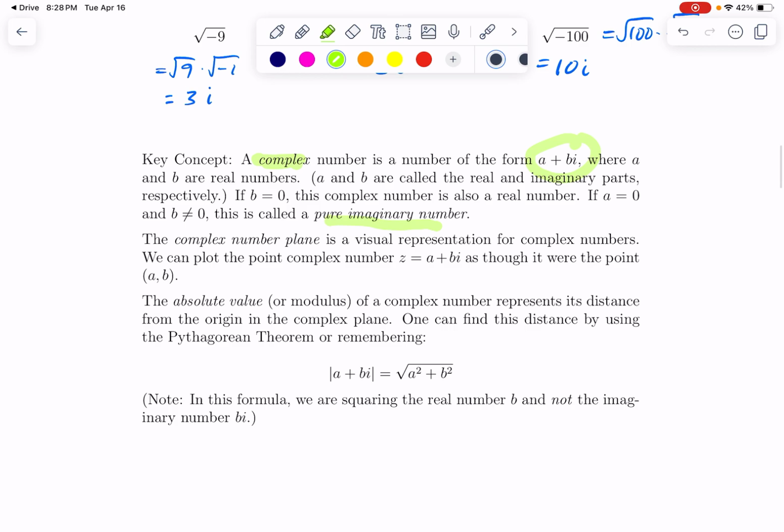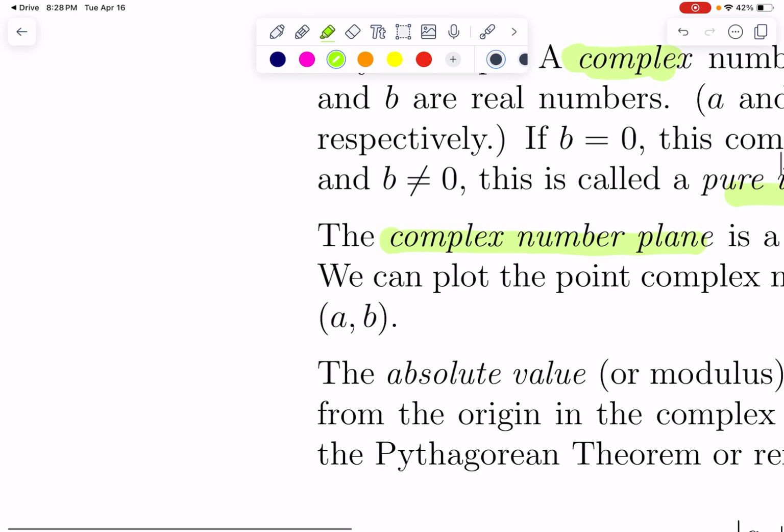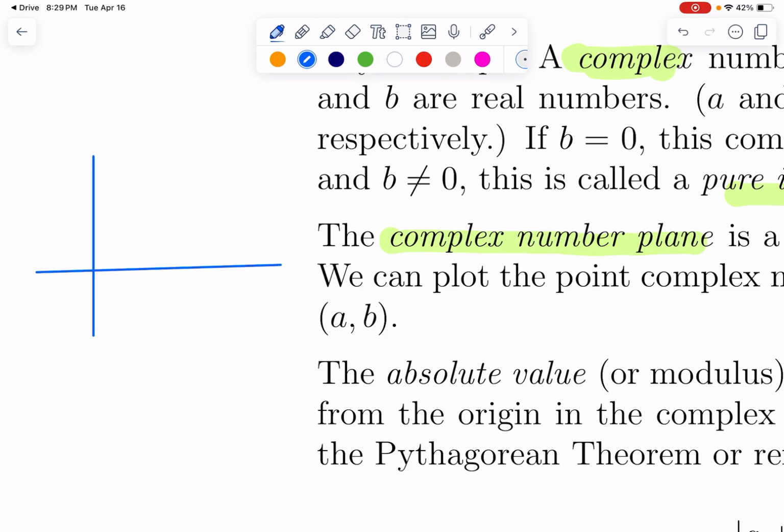A way of visualizing complex numbers is on what's called the complex number plane. And what we would do is we would say if I have the complex number a plus bi, I would plot it as though it were a comma b. So just as a quick example here, we would say, for example, the point 3 plus i is like that.